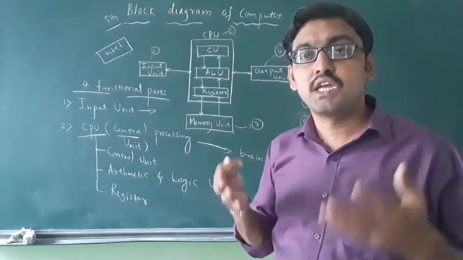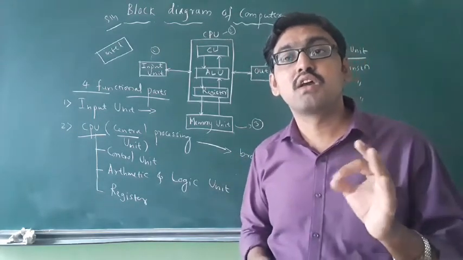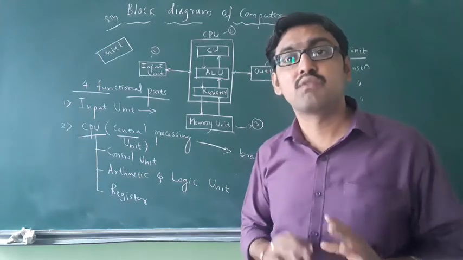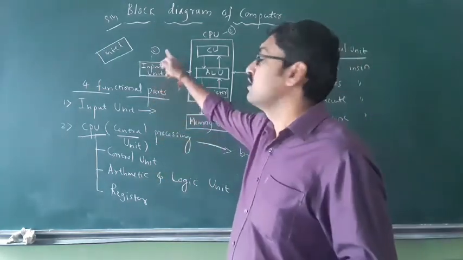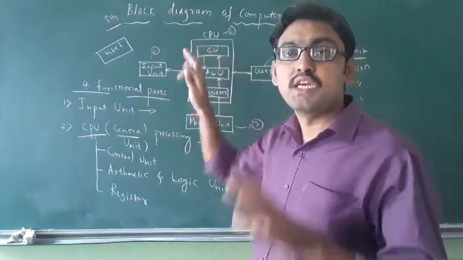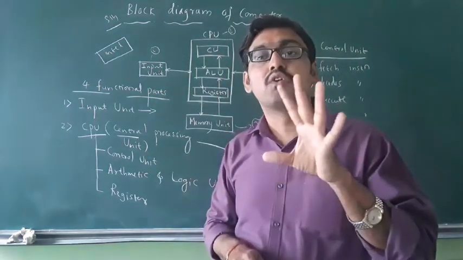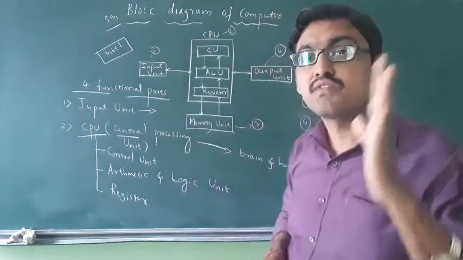Control unit means, as the name implies, it is used to control all the activities of the computer. What are all activities? Input activity, what input you give, what output comes. These activities are controlled by the control unit. Then what are the functions of control unit?